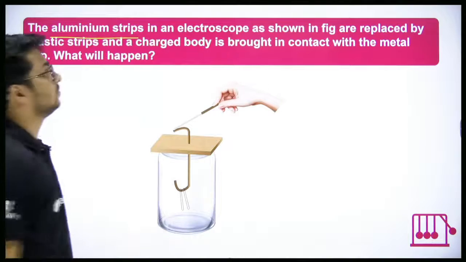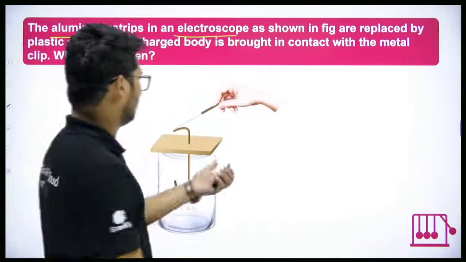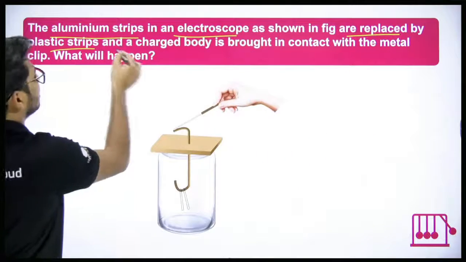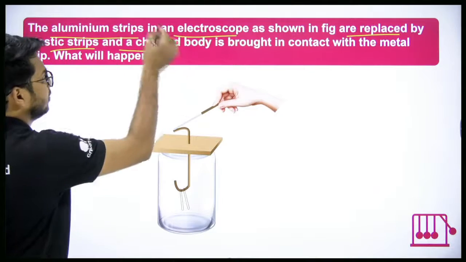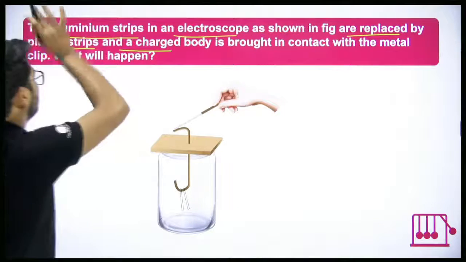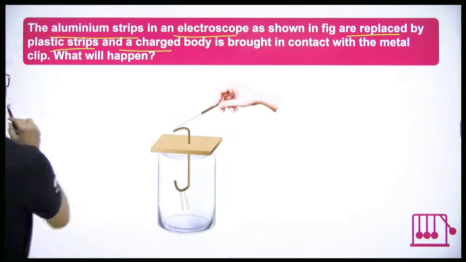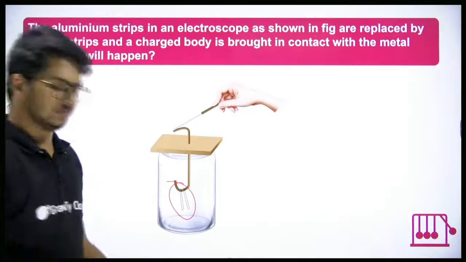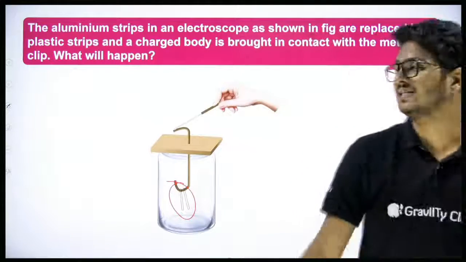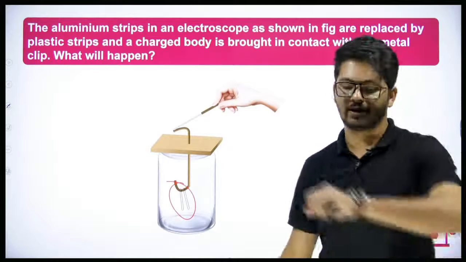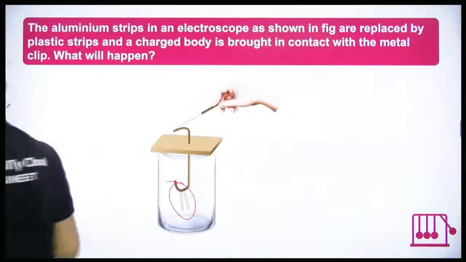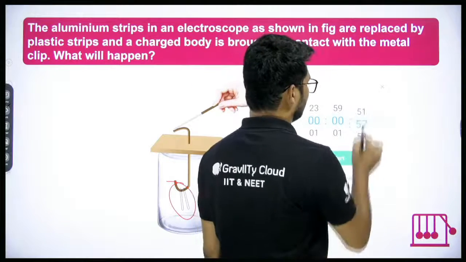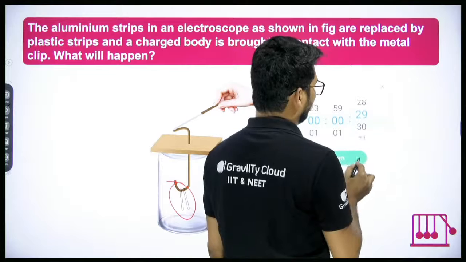The aluminium strips in an electroscope, as shown in the figure, we have an electroscope here, are replaced by plastic strips and a charged body is brought in contact with the metal clip. What will happen? Simple. In place of aluminium, we are using plastic strips. What will happen when a charged body is brought in contact? Very quick. I'll again give you 30 seconds. Write it down. What happens? And I'll explain. You can compare your answer with mine.